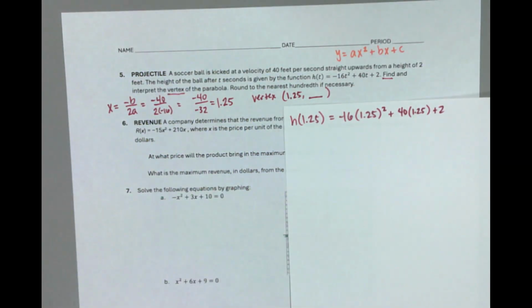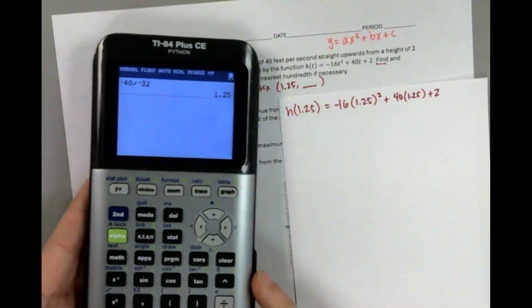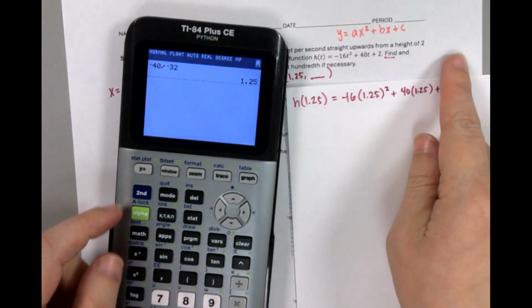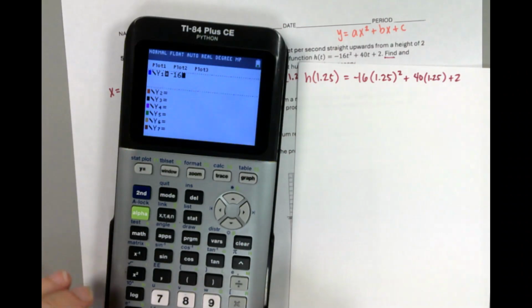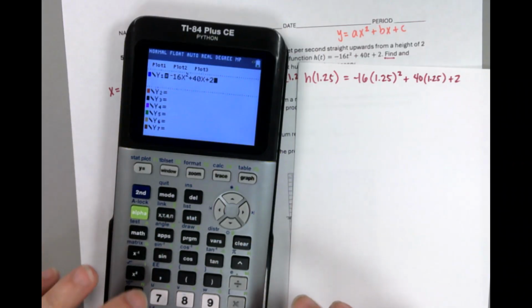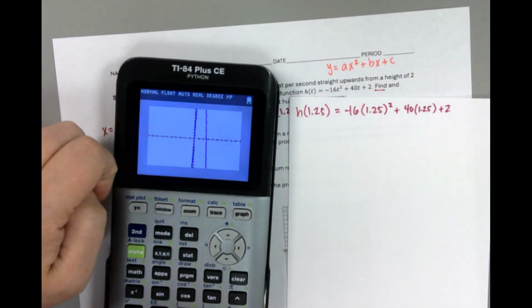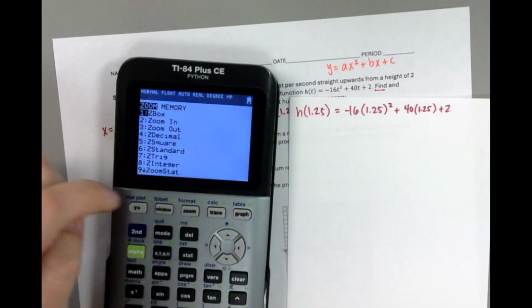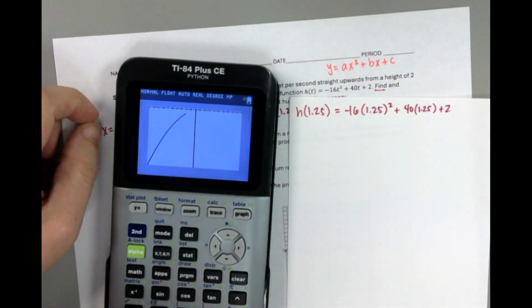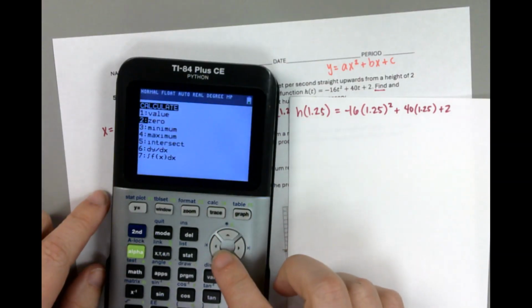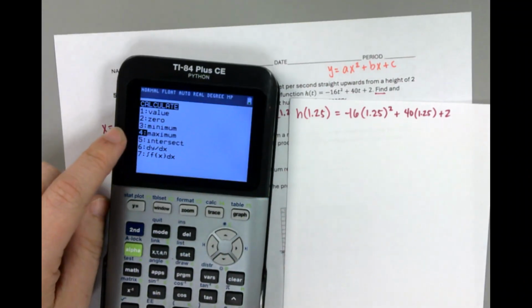The other thing I can do is put this function in my calculator and calculate the maximum. So I have -16 x squared plus 40 x plus 2. When I go to graph this, it gets way higher than my graph actually is. I'm going to zoom fit, that's option 0, and we'll see if we can see more of this. Now I want to calculate the maximum. So second, calculate maximum. It is a maximum, not a minimum.